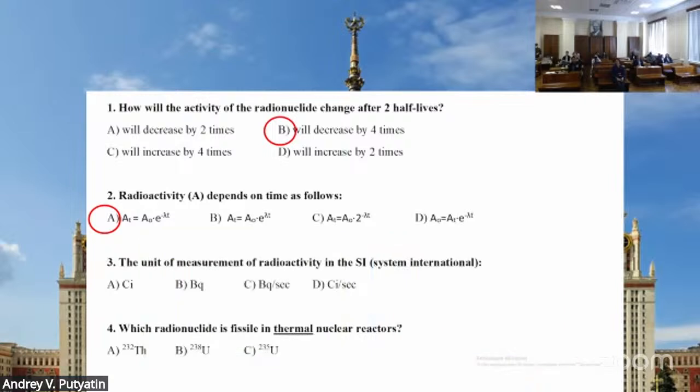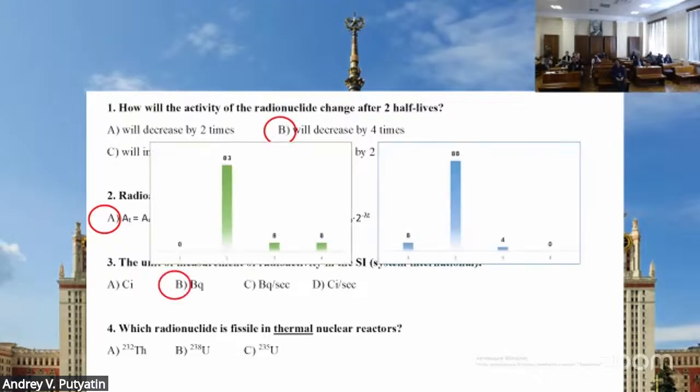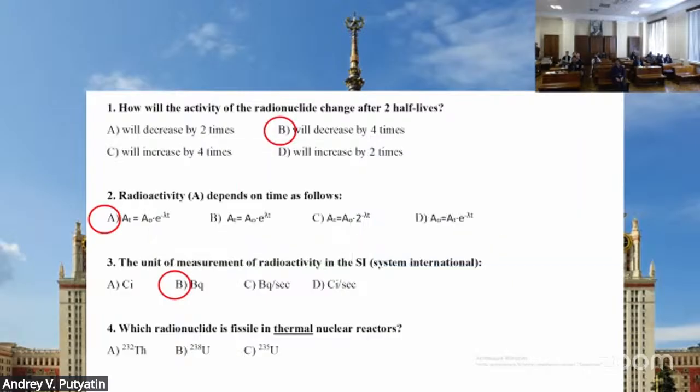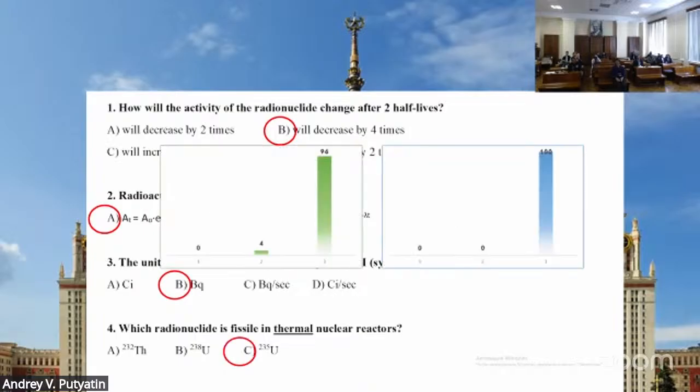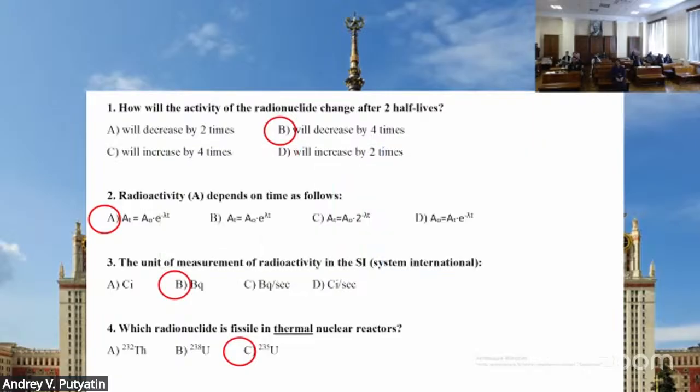Then the unit for measurement of activity in the standard system is the becquerel. So again, progress during the school. Then the radionuclide that is fissile in thermal nuclear reactors, of course, is uranium-235. And again, even if it was 96%, now it's 100%. So very good result, I see.